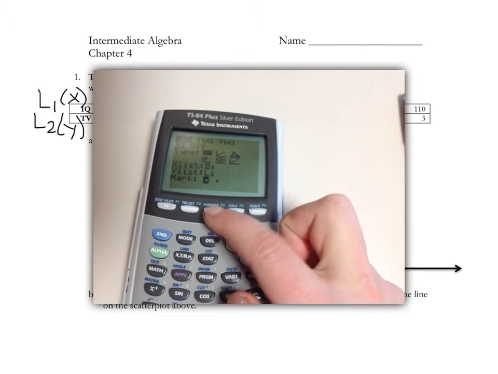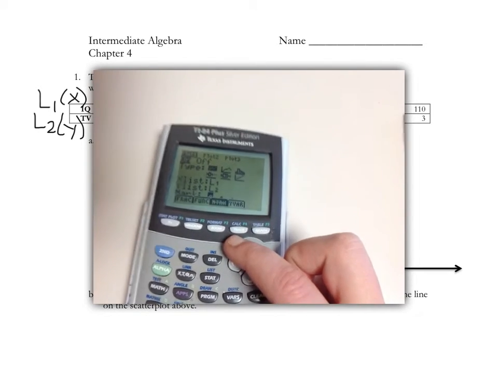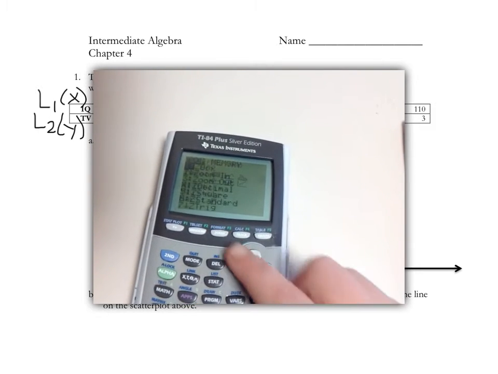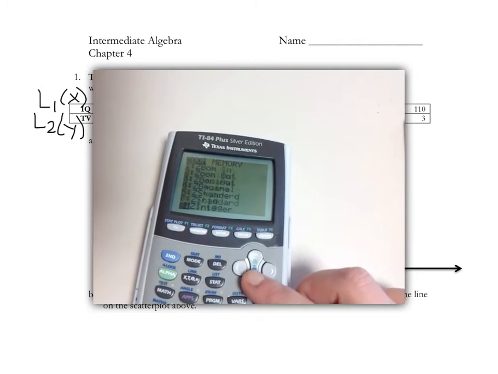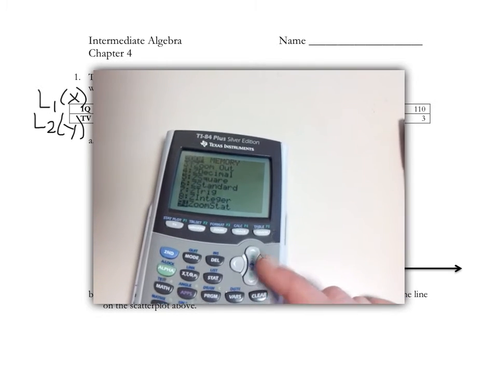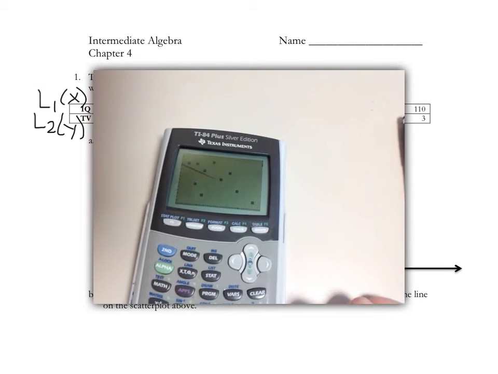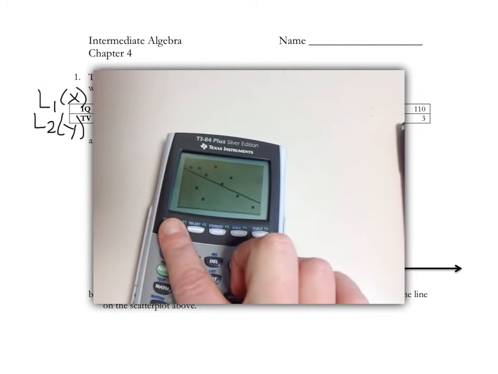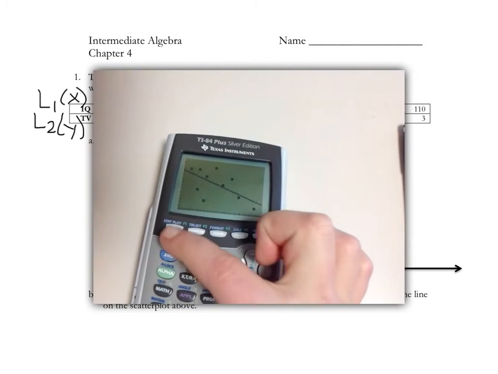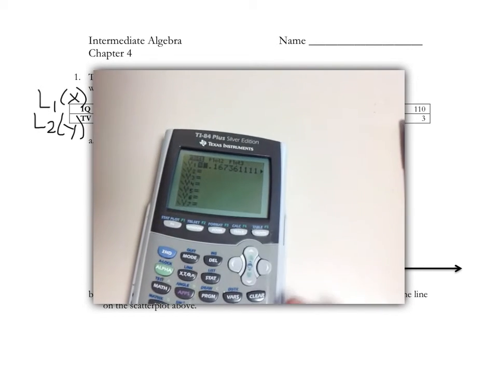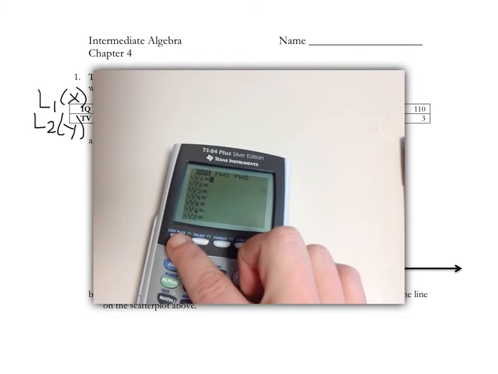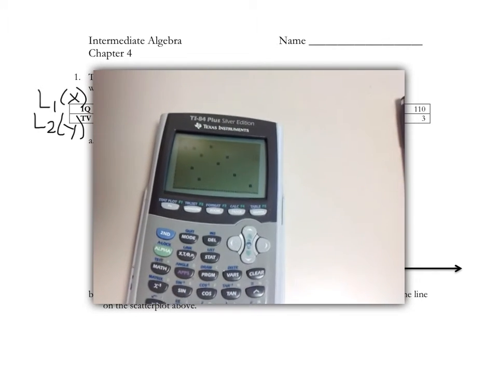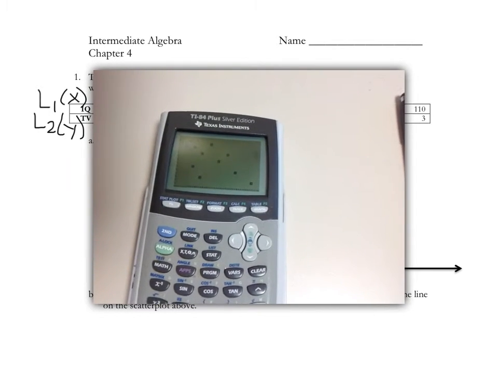Okay, I want a graph. I'm going to hit zoom, and go all the way down to number 9, which says zoom stat, and it should give me this scatter plot. Notice I already have a line in there. I don't want that line. So go to Y equals, and hit clear, and I can go back and hit graph, and it'll give me my scatter plot. I now want to plot those points back on my worksheet.